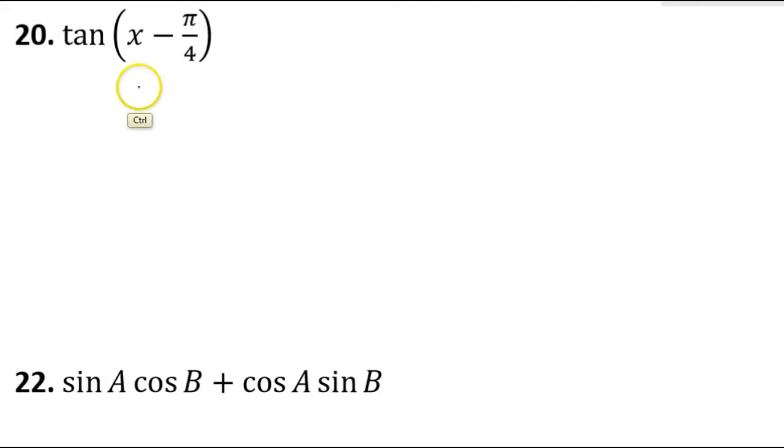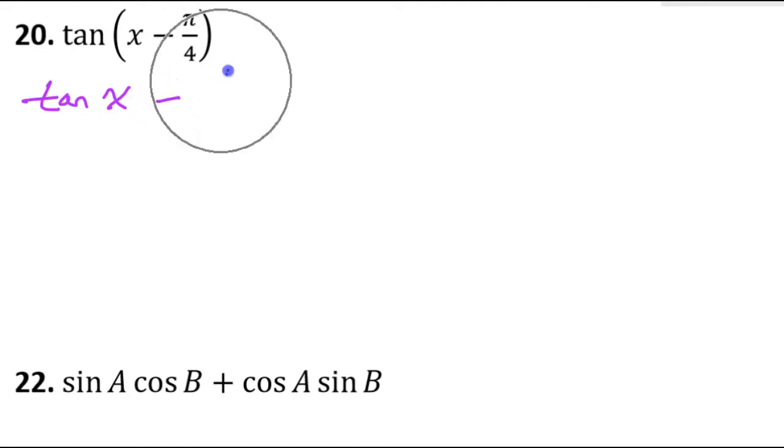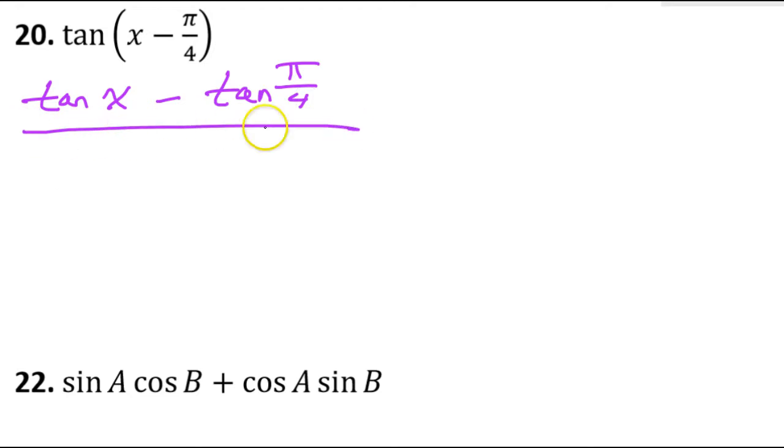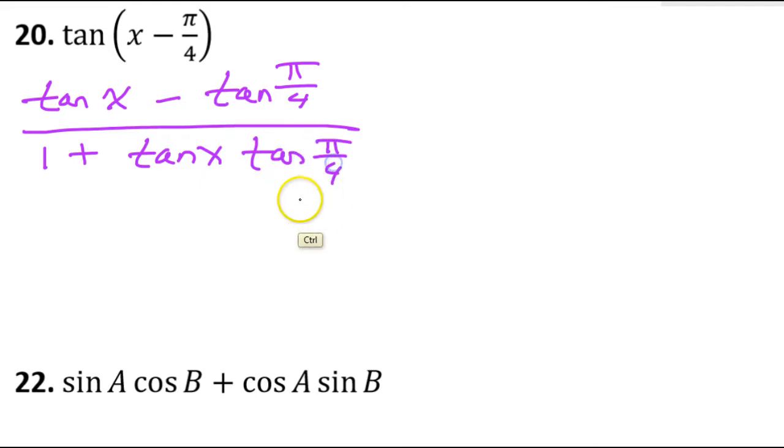Now the tangent of a difference, we have learned that this is going to be tangent minus tangent over 1 plus tangent tangent. So this is going to be tangent x minus tangent pi over 4 over 1 plus tangent x tangent pi over 4. That's just how the formula works. So everything that has an actual angle in it, like tangent pi over 4, we will substitute the value in.